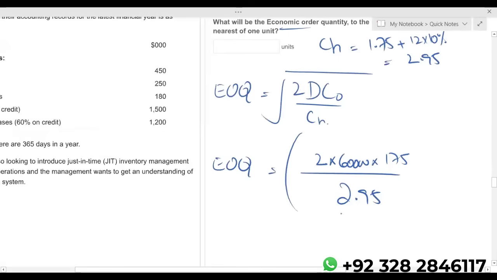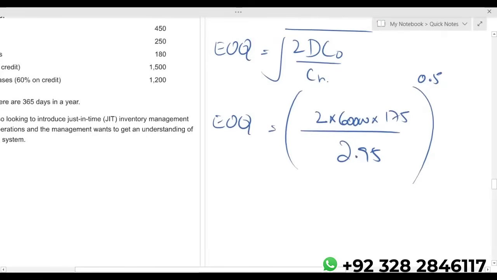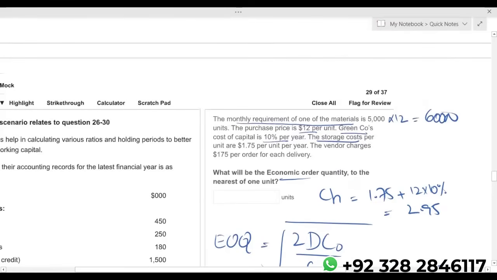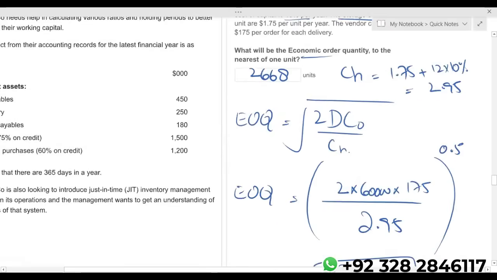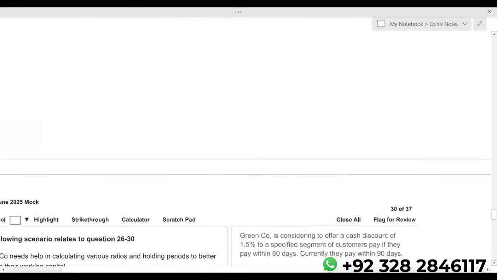Square root means just take the power 1 upon 2. 1 upon 2 means take the power 0.5. So let's use a calculator. 2 multiplied by 60,000 multiplied by 175, then divided by 2.95. Then take power 0.5. I'm getting 2,668 units. So far, it's easy. Let's see what comes next.